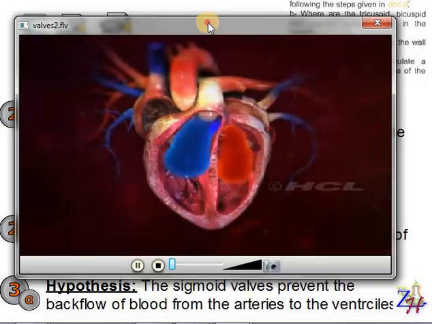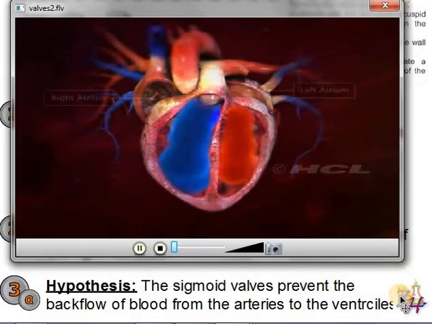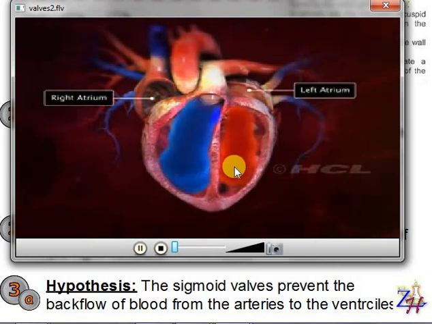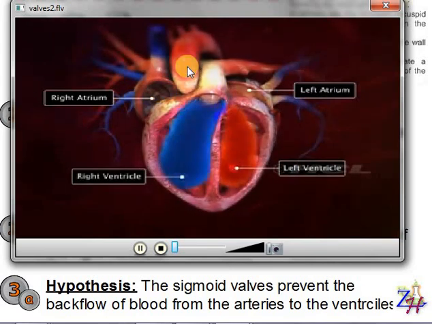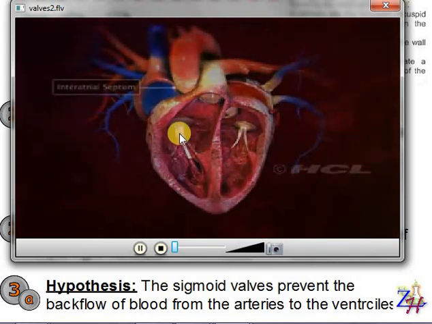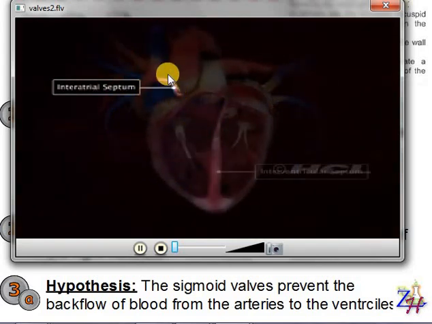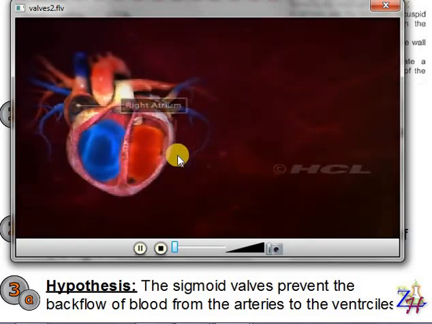Okay. Here we see that the blood is pumping. You see how the auricles are pumping the blood down into the ventricles, and then the ventricles are pumping the blood out up into the arteries. Notice here how the tricuspid and bicuspid valves are opening and closing. Here we have this septum that separates between the right ventricle and the left ventricle.